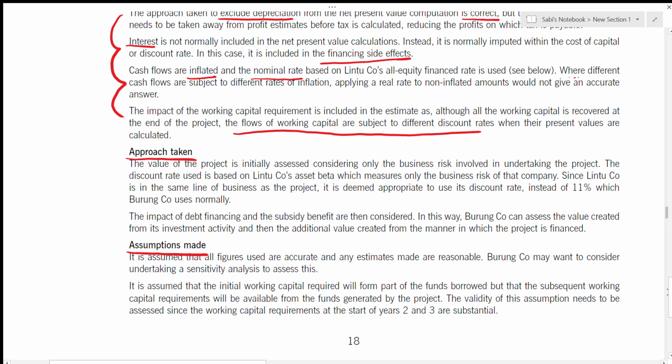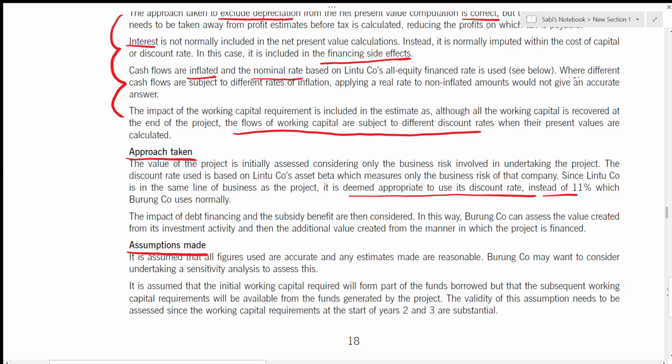Let's read. The value of the project is initially assessed considering only the business risk involved in undertaking the project. The discount rate is used based on Linto company's asset beta, which measures only the business risk, right? Asset beta only measures the business risk of that company. Since Linto company is in the same line of business as the project, it is deemed appropriate to use this discount rate. Just see how they're justifying why they have used Linto company, because it is in the same line of business as the project. So it is deemed appropriate to use this discount rate instead of 11%, which Burang company uses normally.